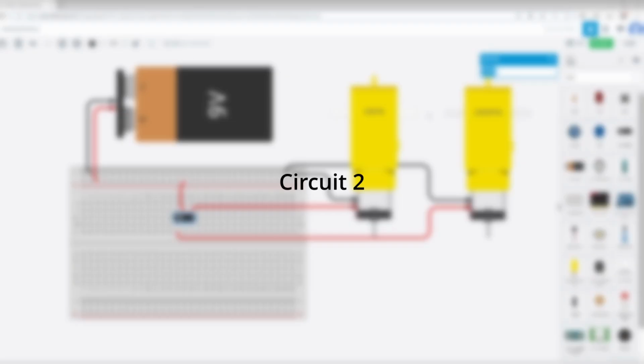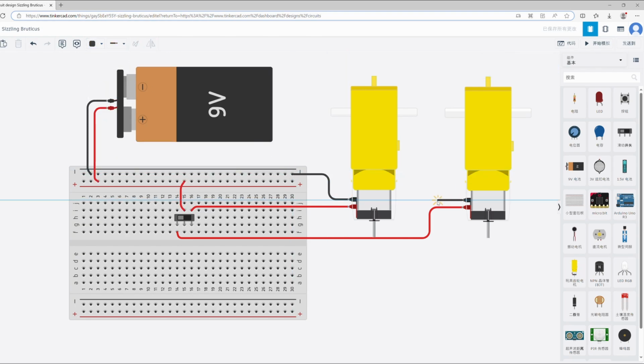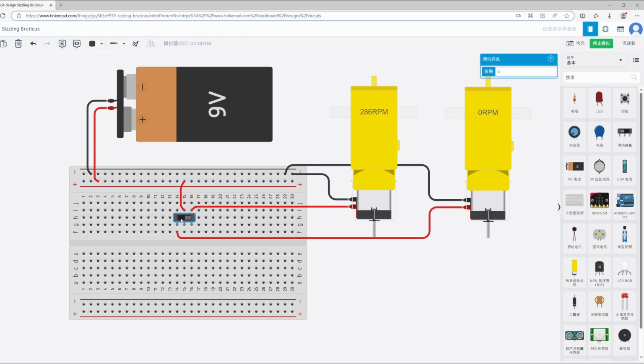Next, let's use a switch to toggle between two motors, ensuring that only one motor runs at a time. Connect the positive terminals of both motors to the first and third terminals of the switch, respectively. Then, connect the second terminal of the switch to the power line. Finally, connect the negative terminals of both motors to the negative rail of the breadboard. Start the simulation and toggle the switch. When the switch is flipped to the left, the right motor rotates. When the switch is flipped to the right, the left motor rotates.